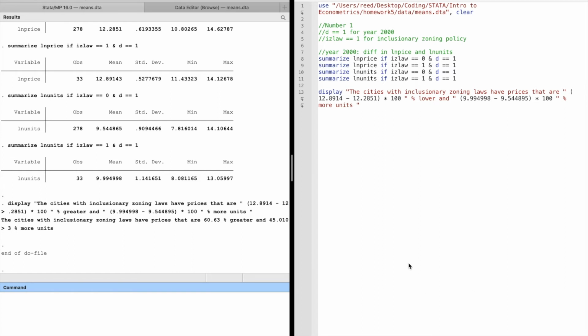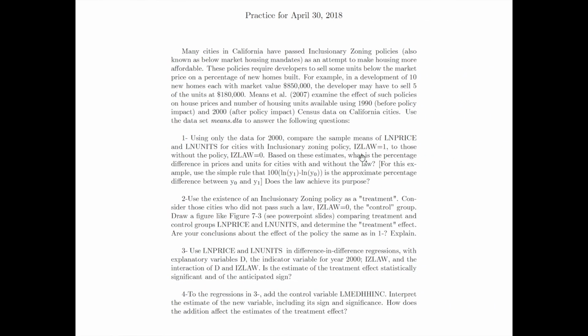So when we look just at the year 2000, we have greater prices in the presence of the inclusionary zoning laws, which is not what we wanted, but we do have more units. But the difference in prices is more than the difference in units. So it seems like the inclusionary zoning laws had an adverse effect. But remember, we haven't gotten to our differences in differences yet. So we don't know if that's causal.